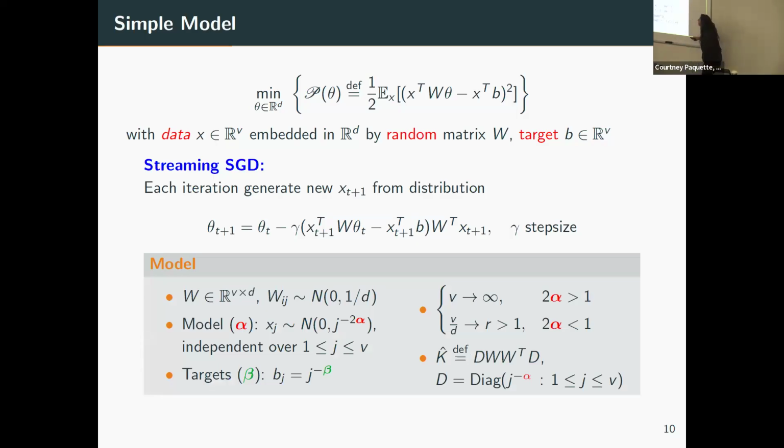How do you set it up? Your W is going to have entries which are normally distributed. The key important thing here is how you generate your model and your targets to replicate this scaling. You have to generate them via power law distributions. So the entries of X are going to be normally distributed with j to the -2 alpha covariance, so it has a power law covariance on the data. The same thing with my targets. They're going to have a power law on my beta.